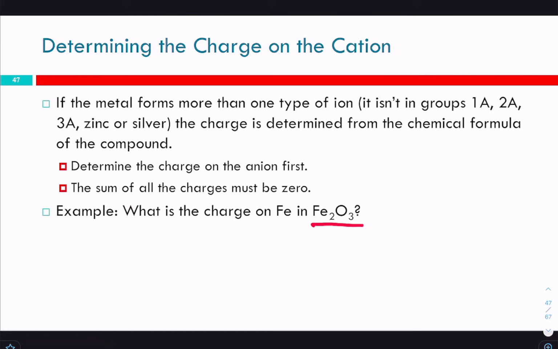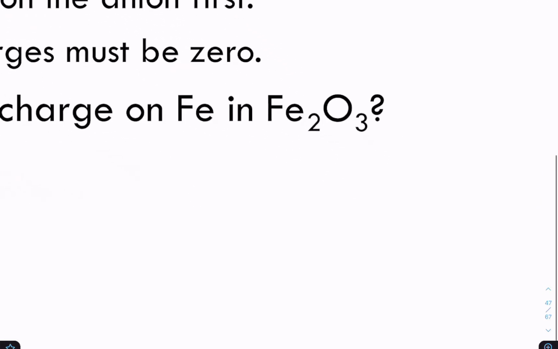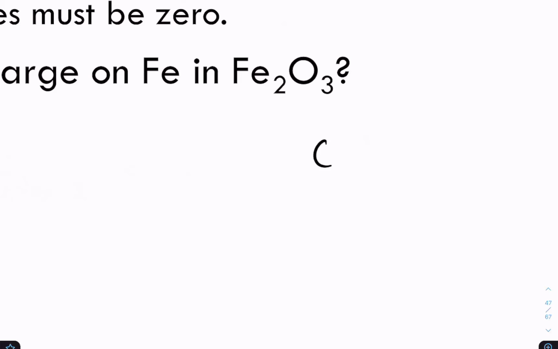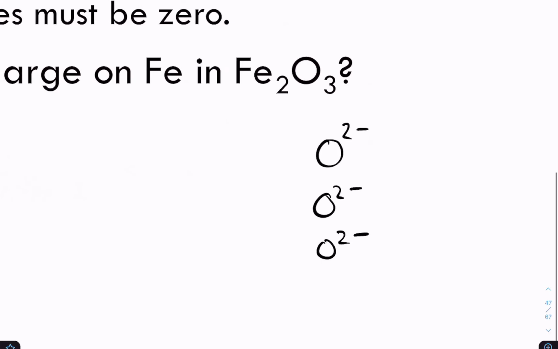So, for example, this is iron oxide. Iron is one of the transition metals right in the middle of the periodic table, not one of the ones that I had you memorize. So we have to figure out what the charge is for iron. So you write the anion first. What charge does oxygen form? 2-. And there's 3 2- charges. So that's an overall charge of 6-.